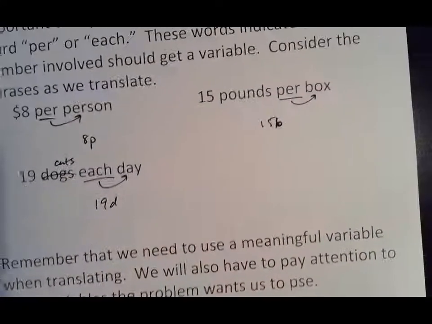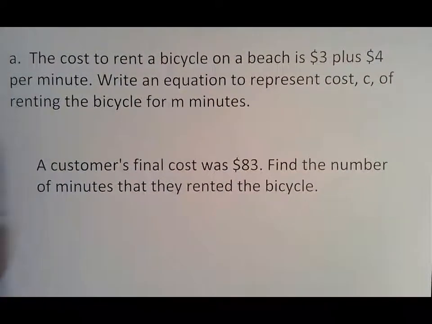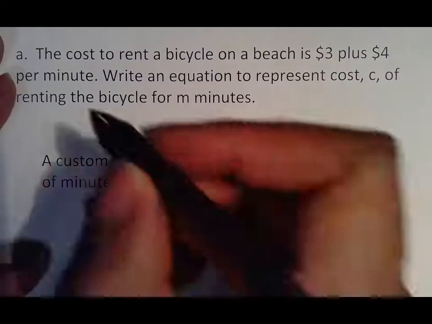Again, let's just take a look and see what we are getting ready for today. Not a lot of problems, but just make sure you at least practice this. The cost to rent a bicycle on a beach is $3 plus $4 per minute. Write an equation to represent the cost C of renting the bicycle. Well, they want cost.